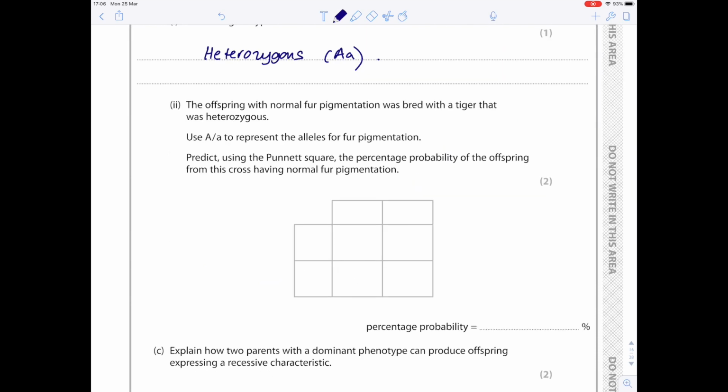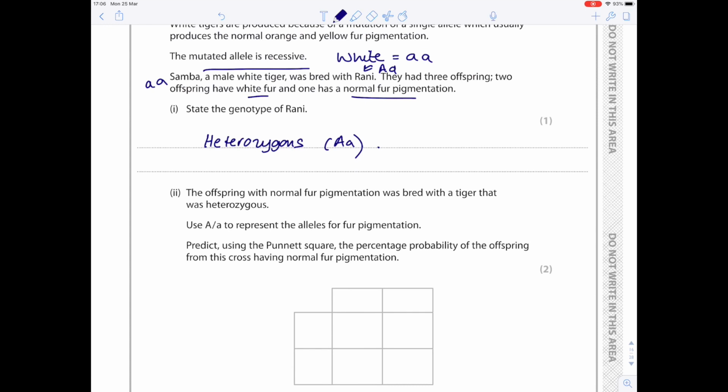The offspring with normal fur pigmentation, so that means the offspring of Rani and Samba, must be big A, small a, because they can't be small a, because they'd be white rather than having the normal fur pigmentation, and they can't be big A, because otherwise they wouldn't have had a brother or sister with white fur. So we know that the genotype of the offspring with normal fur pigmentation must be big A, small a.